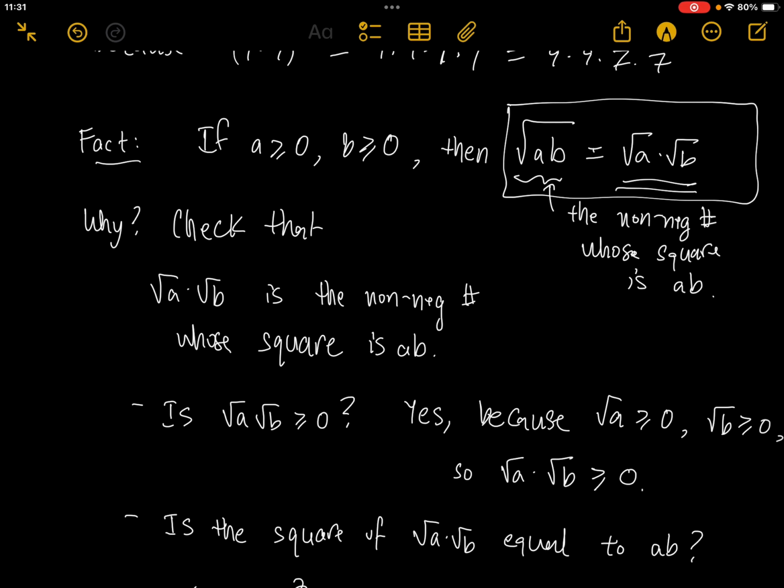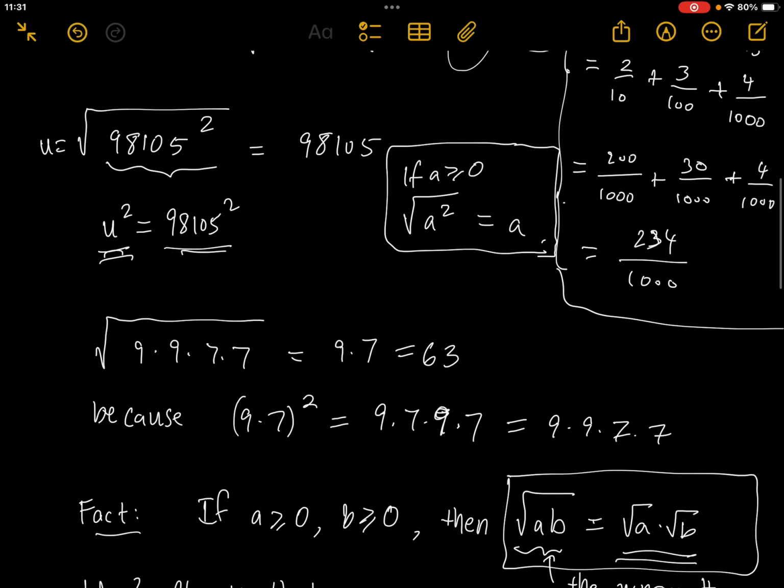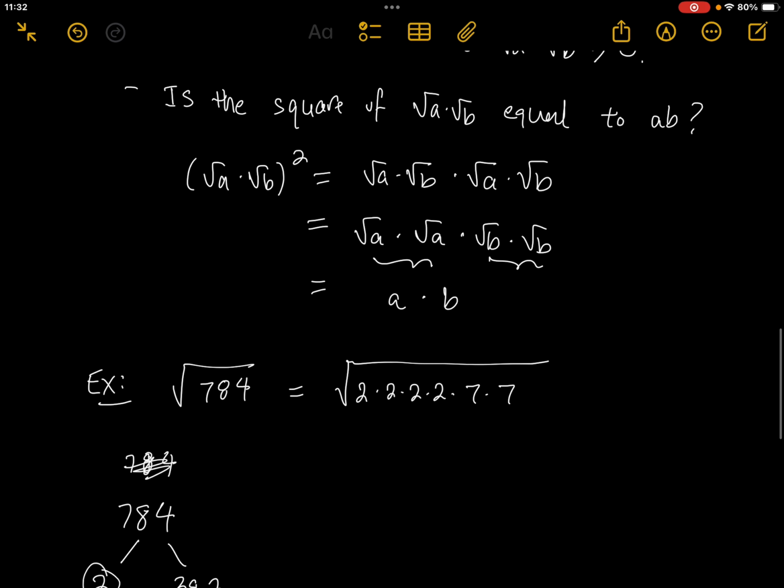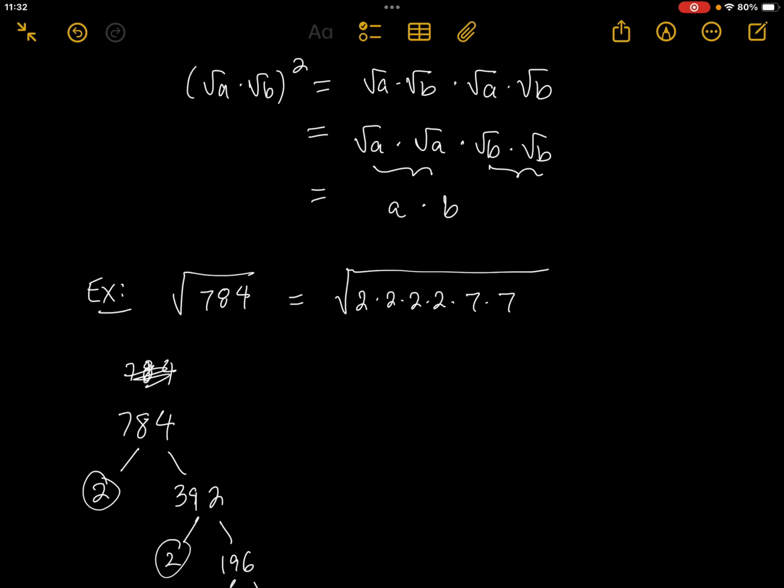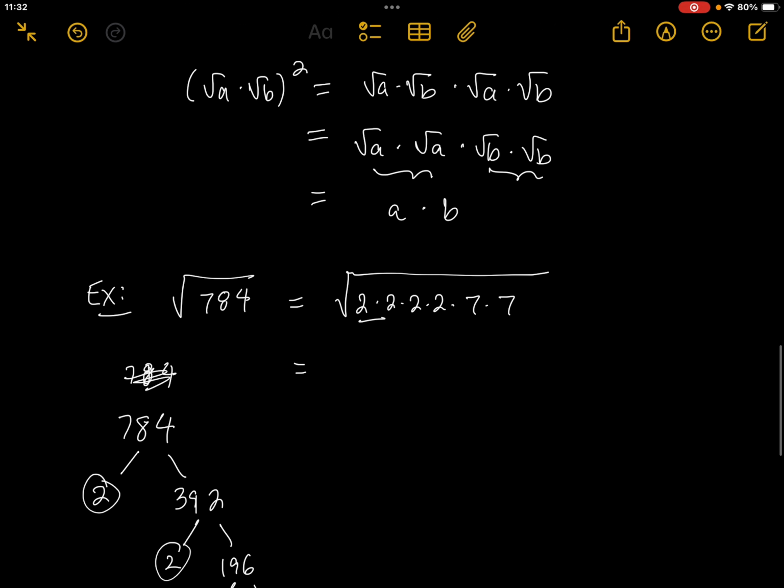I'm going to use both of those facts, this one and that one, to work with what I have. I can write this as, notice that I have a 2 times 2 here, a 2 times 2 here, and a 7 times 7 there. So I'm going to split the square root into the square root of 2 times 2 times the square root of 2 times 2 times the square root of 7 times 7.